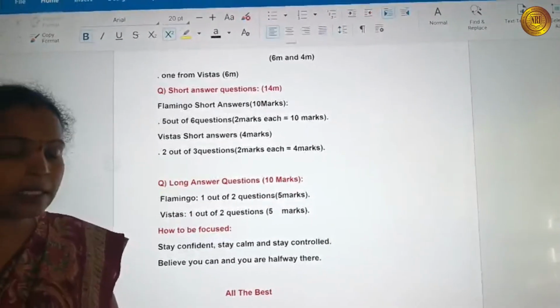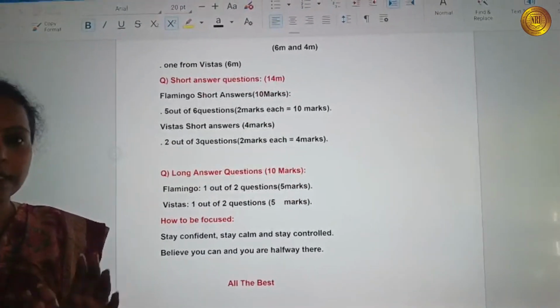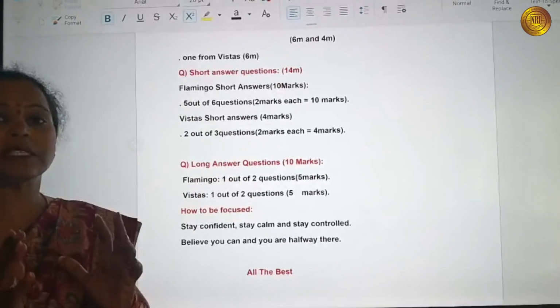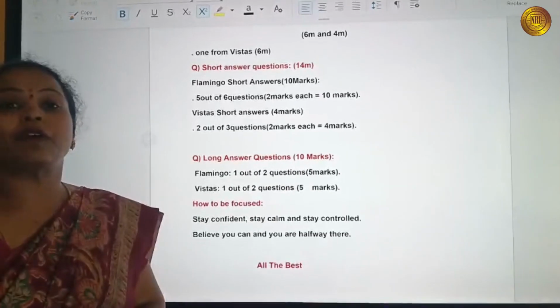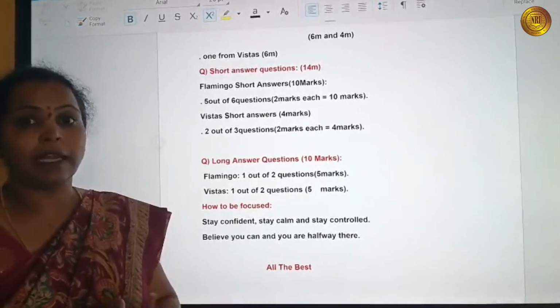Be focused, and how to be focused is: stay confident, stay calm and stay controlled. Believe in yourself. You are halfway there to achieving your 95 plus marks.